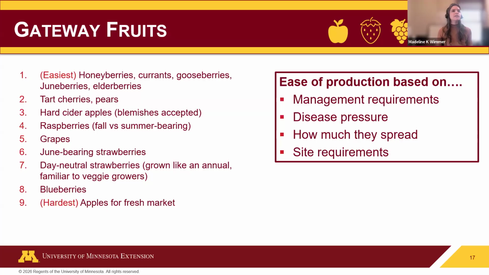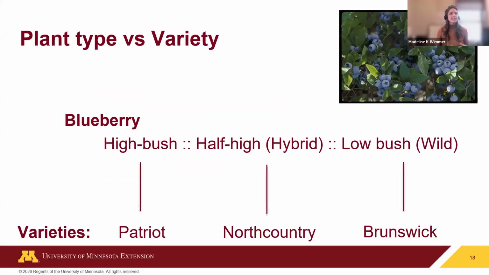Again, this is pretty subjective. And then day neutral strawberries are above June-bearing strawberries just because it's a newer emerging crop that takes a little bit of time to really get a method down with. And I'd already mentioned blueberries and some of those requirements. And so when we go to market and we eat an apple, eat a blueberry, eat a grape, you're just eating the fruit itself.